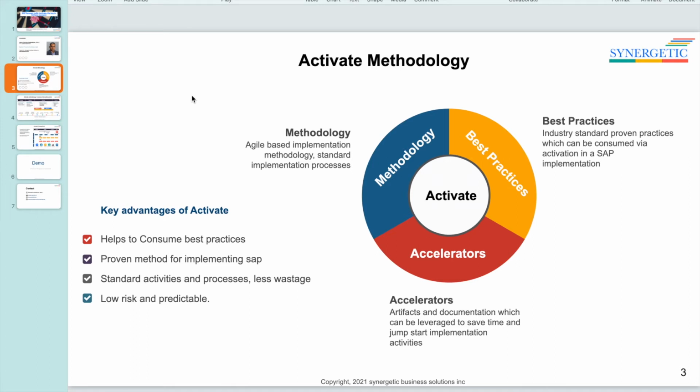Now let's talk about what Activate can mean to your organization. There are many advantages of Activate, but I believe the most important thing is to help in consuming best practice. Whether your organization fits for a best practice or not, you will significantly reduce risk in your implementation by using best practice as a starting point. Because every organization does a lot of things which will be in parallel to best practice. There could be some differences here and there.